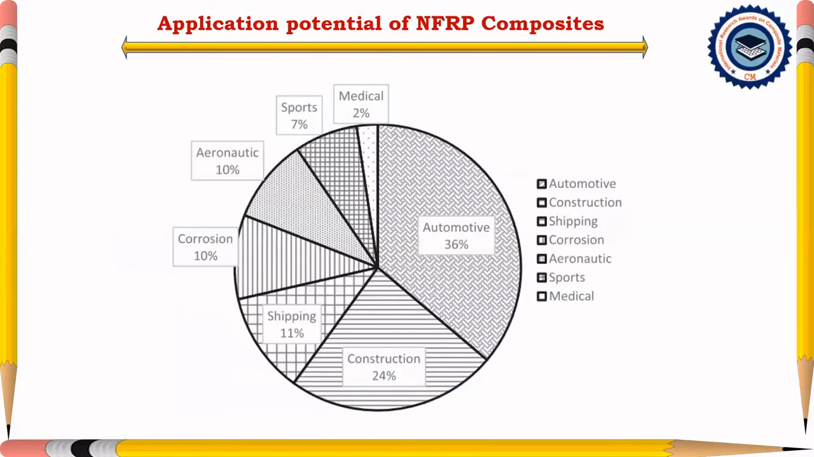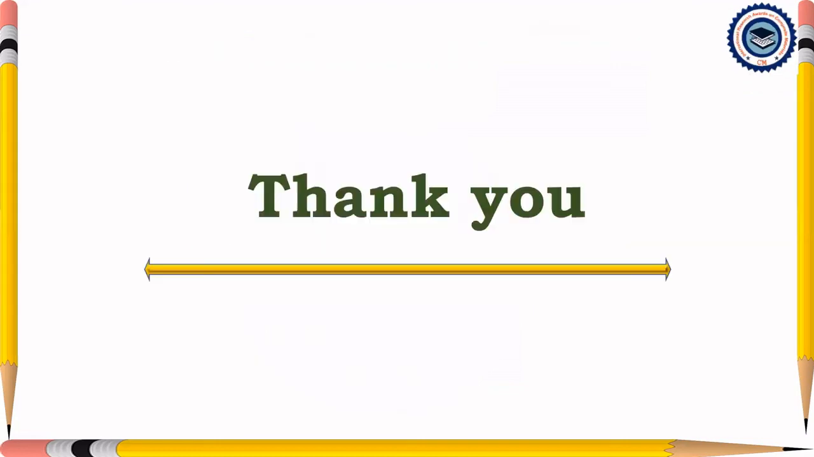Okay. Next one, what are the application potentials of natural fiber reinforced polymer composites? According to the survey, it can be defined as: corrosion 10%, aeronautical 10%, sports 7%, medical 2%, automotive industries 36%, construction 24%, shipping industry 11%. So as per that conclusion, these applications of natural fiber composites have attained very good and better results in worldwide applications.